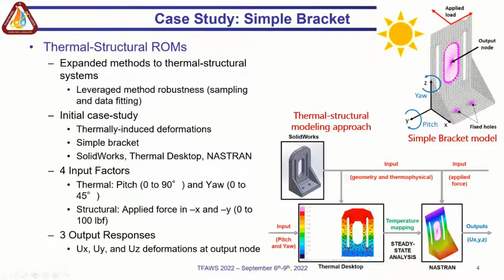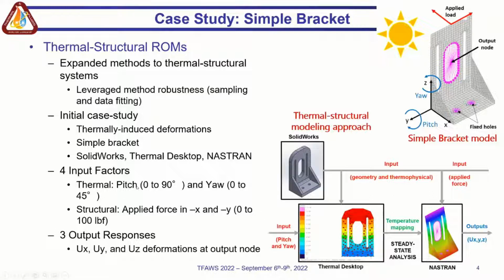That geometry is pulled into a thermal desktop model. And then that geometry was also pulled into a Nastran model. Our inputs to the thermal desktop model were pitch and yaw. We changed that. And then the outputs of the thermal desktop model were temperature maps that we then brought into the Nastran model. And then coming out of that Nastran model were the deformation outputs.